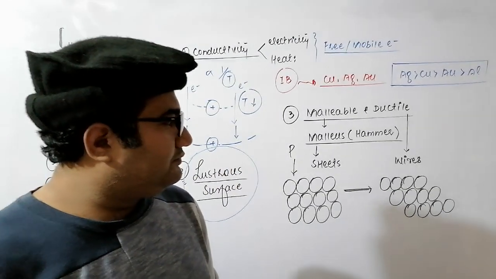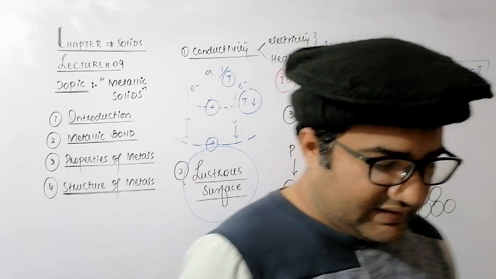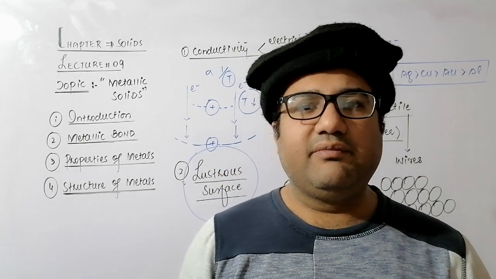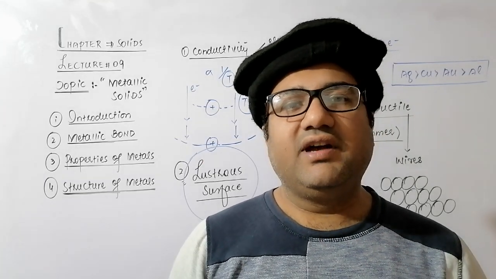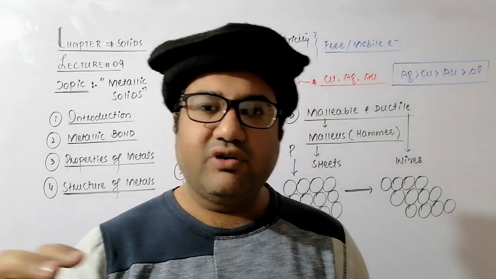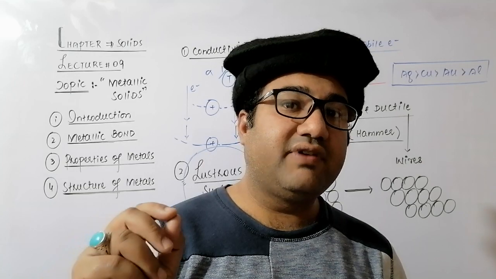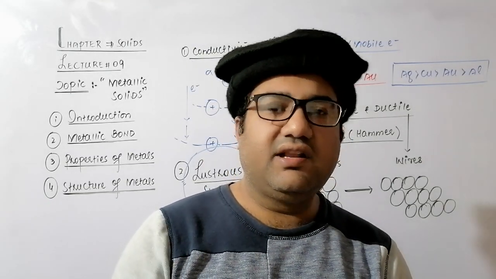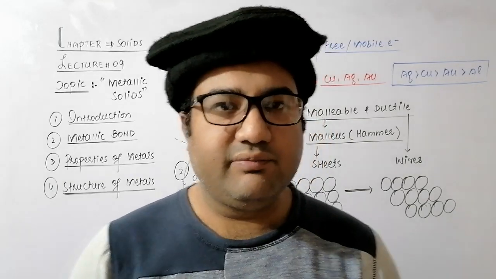And let me tell you one more very interesting thing: during Rutherford's experiment for the discovery of the nucleus, gold foil is used. Why do we use the gold foil? Because Rutherford used a foil of thickness 4 into 10 raised to power minus 5 centimeter. And this kind of thin sheet cannot be made of any metal except gold because of its maximum malleability.